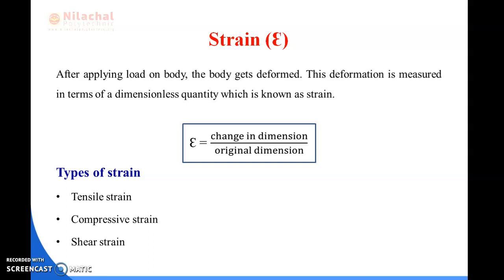So what do we mean by strain? Strain is the ratio of change in dimension to the original dimension of a body which is subjected to loading. Okay, so strain also has various types. The first one is tensile strain, the next one is compressive strain, and the last one is shear strain.